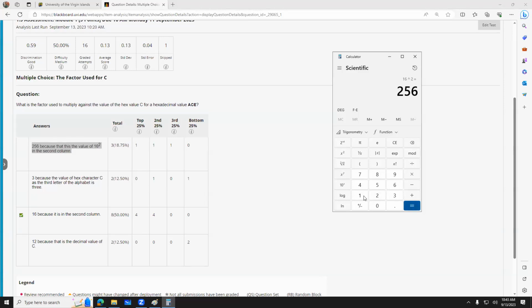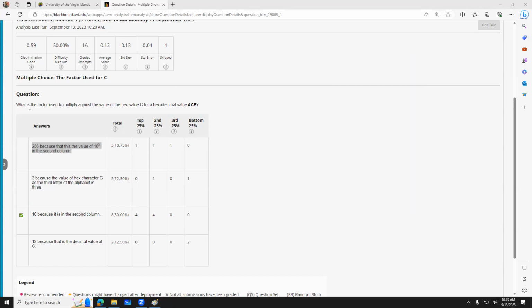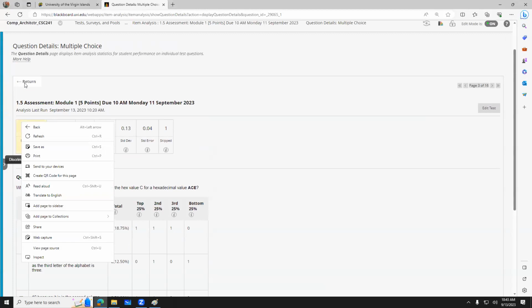And then when we're using 16 to the third power, that's actually the fourth column, because the first column is 16 to the 0 power. Remember that the first number in binary is always 0, right? So that's the tricky part. Any questions about this item?